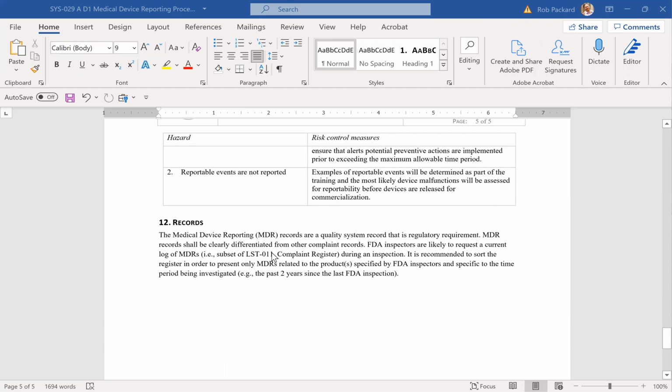And then for records, we basically have two records: the MDRs, which would also be a complaint record, because MDRs are a special subset of the complaint records that are related to serious injuries or deaths or something that could result in those, and the complaint log or complaint register, list 11. Now I'm going to take you to that.